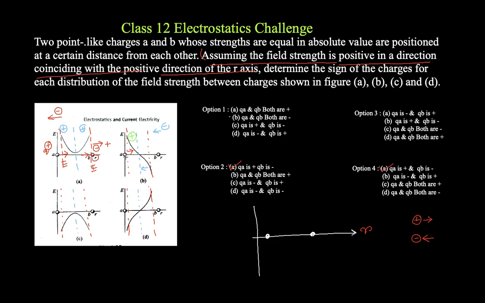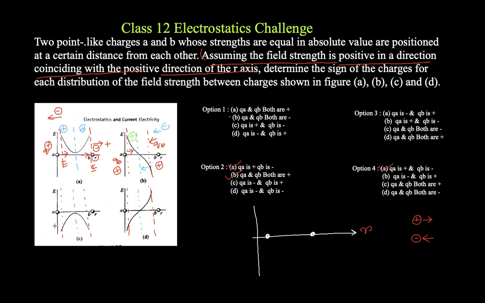So for A, the electric field is going away from the charge, so QA is positive. And for QB, the electric field is also going away from the charge, so QB is also positive. So QA and QB both are positive. Only this option is correct. Now go through the third part.